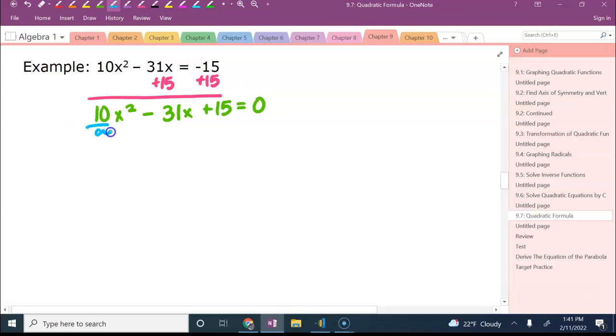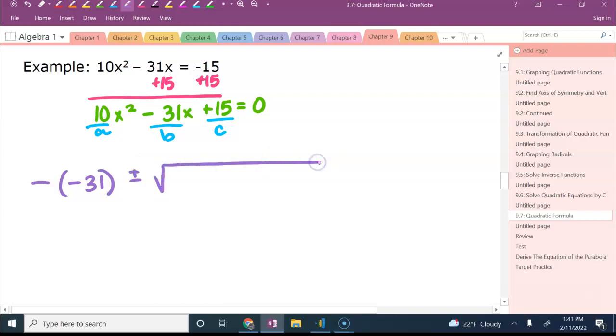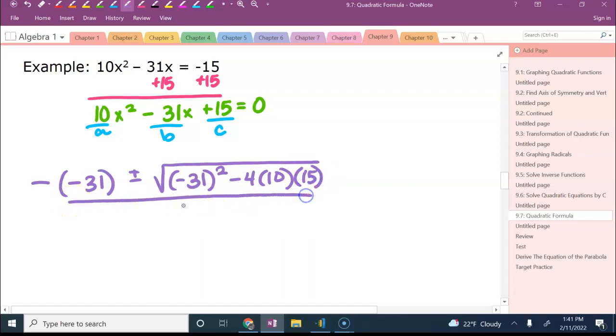Now your A is the 10, your B is that negative 31, and your C is the 15. So when I go to plug this into my quadratic formula, it's going to be the opposite, so negative of your B, which is negative 31. So all that's going to happen here is this is going to become positive. Plus or minus the square root, we have B squared first, so negative 31 squared, minus 4 times A, which is 10, times C, which is 15. And this is all over 2 times A, so 2 times 10.